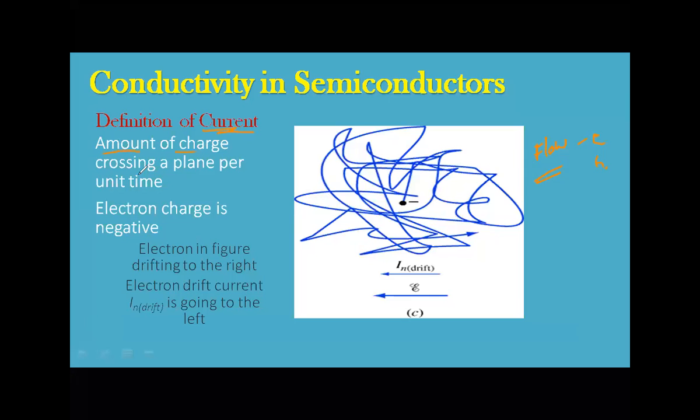So the amount of charge crossing a plane per unit time is called current. Electrons are negative, holes are positive. So the current definition is the amount of charge crossing a plane per unit time. Electron charge is negative, we know, and hole charge is positive. Electrons in the figure are drifting to the right, giving electron drift current.